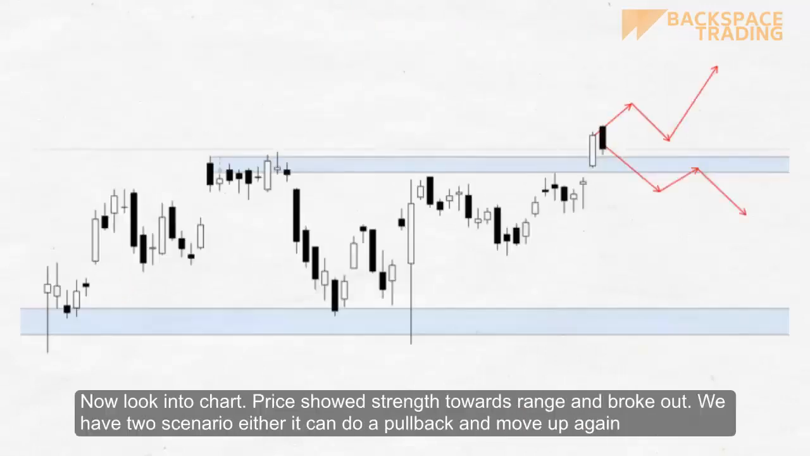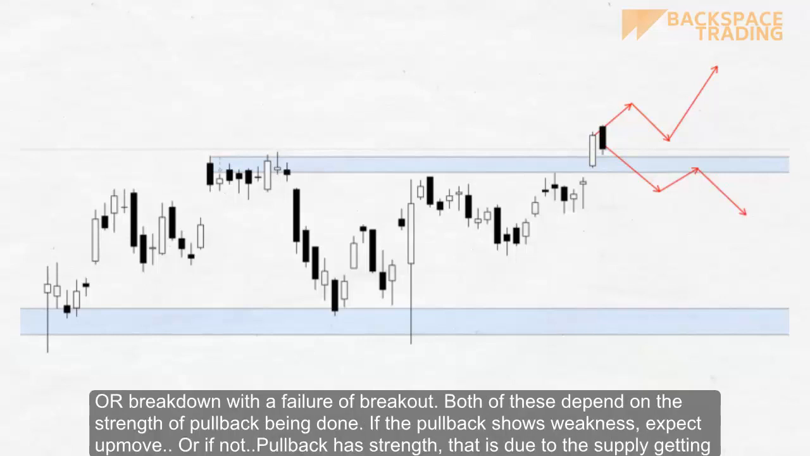Look into this chart. Price showed strength towards the range and broke out. We have two scenarios. Either it can do a pullback and move up again, or break down with a failure of breakout. Both of these depend on the strength of the pullback being done.